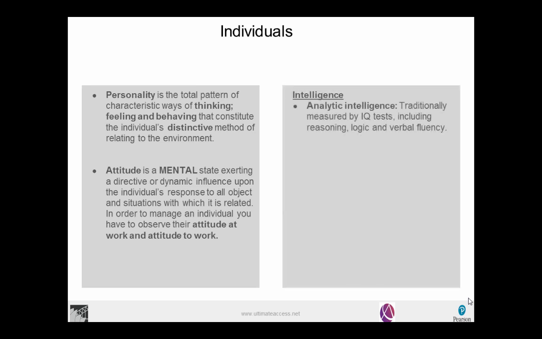Intelligence. Now we're going to be looking at different types of intelligence. We have analytic intelligence, which is traditionally measured by IQ test, and it would include reasoning, logic, and verbal fluency. Then we have spatial intelligence, which is the ability to see patterns and connections, which is mostly found in artists and scientists. You find that artists see things that sometimes you do not see.